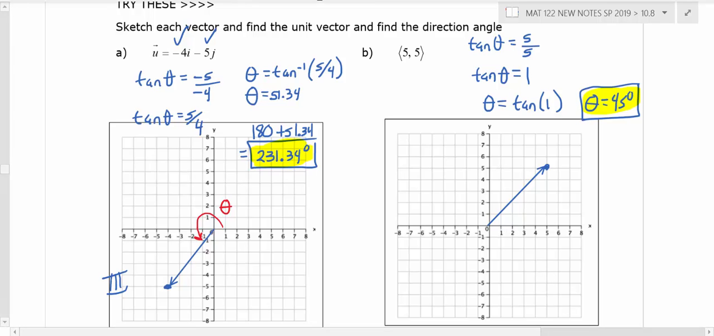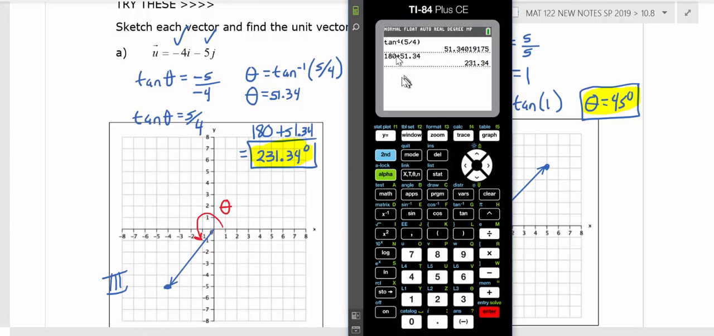I'll show you a couple of things on the calculator here. When I did the inverse tangent of 5/4, I got 51.34. But that's a quadrant 1 angle. What really happens is the calculator is giving you this angle here as 51.34. You still have to go another 180. A straight line has a degree measure of 180. That's why you do 180 plus 51.34.